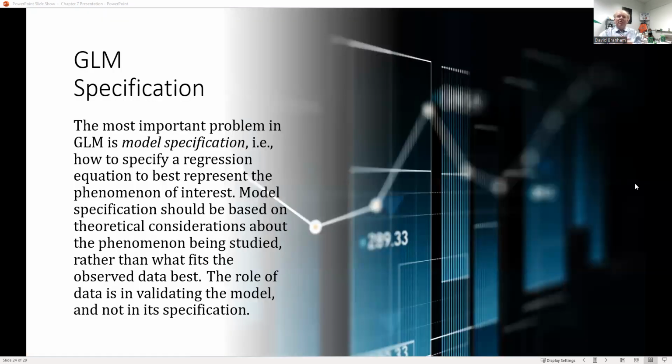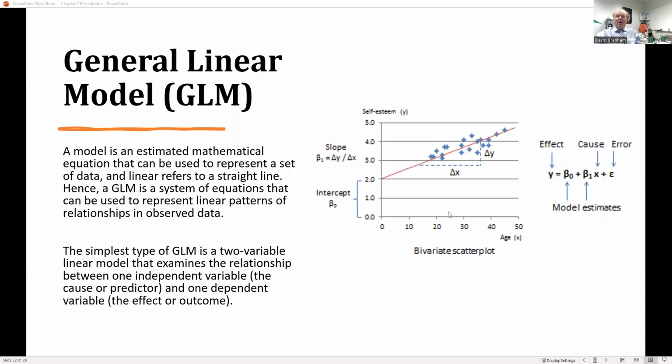The GLM specification: the most important problem in general linear model specification is how to specify a regression equation to the best interest of the phenomenon of interest. So how do we specify self-esteem? I'm going to go back real quick to this model here. And we see we have a lot of error. And that means there's something going on that we're not measuring, or we're measuring it incorrectly.